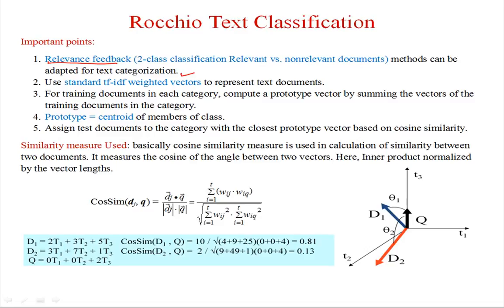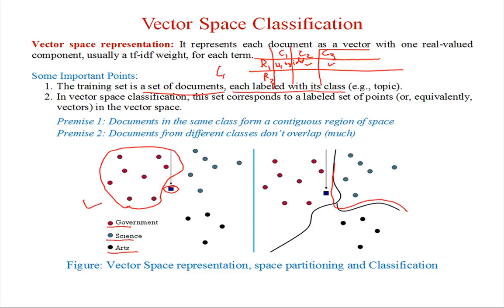We can use Rocchio text classification, which uses TF-IDF weighted vectors to represent the text documents. For training in each category, it computes the prototype vector by summing the vectors of the training documents in a category. Finally, it calculates the centroid and then assigns a new text document to the category with the closest prototype vector based on the cosine similarity. Now first we will go through how it works.